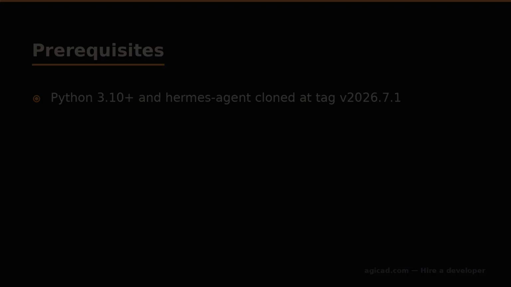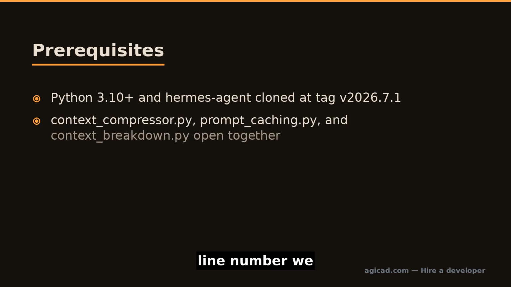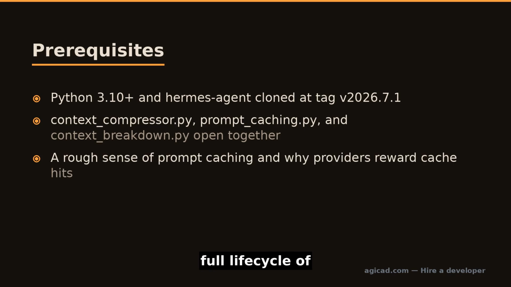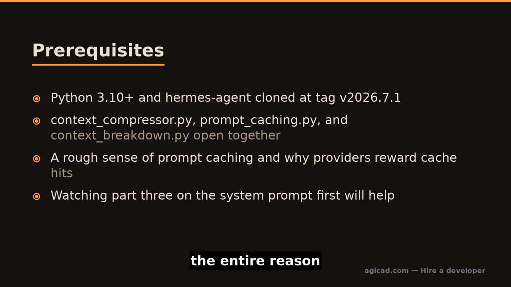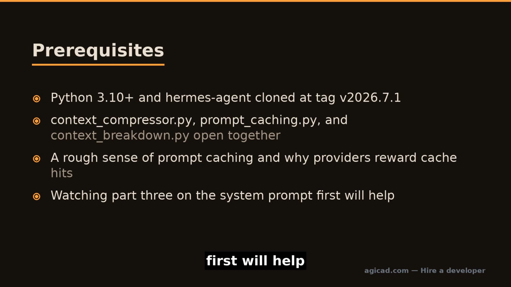A few things will help before we dig in. Python 3.10 or newer, and your own clone of Hermes Agent, checked out at tag v2026.7.1 to match every line number we cite. Have all 3 files open side by side, context_compressor.py, prompt_caching.py, and context_breakdown.py, because together they cover the full lifecycle of a session's context budget. It also helps to already understand roughly what prompt or prefix caching is, and why providers charge less for tokens they've already processed, because that's the entire reason both compression and caching exist in this codebase. Watching part 3, on the system prompt, first will help you place this in context.